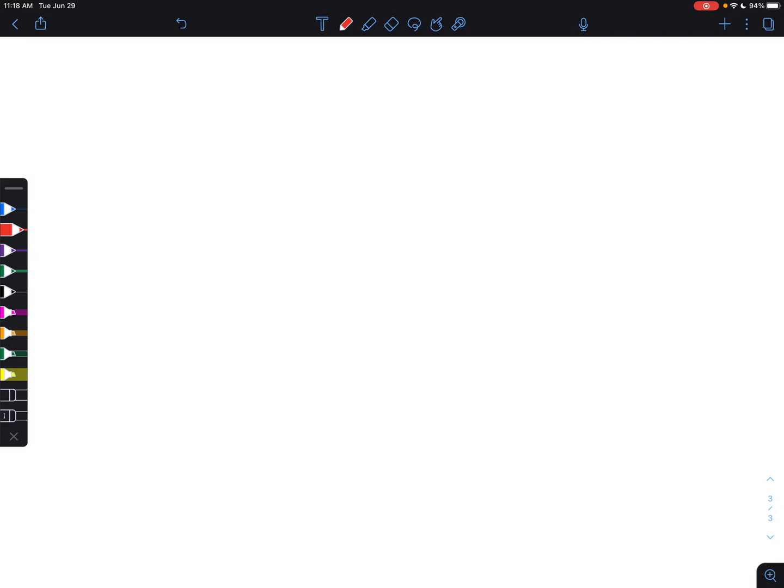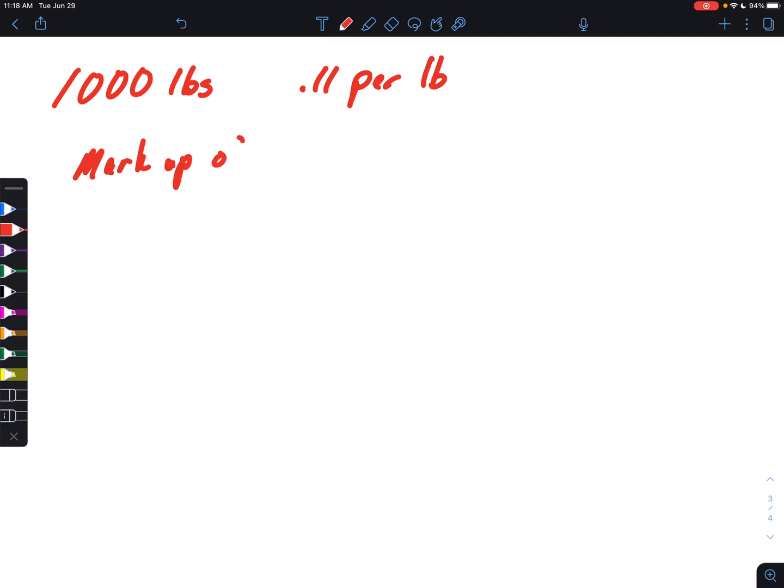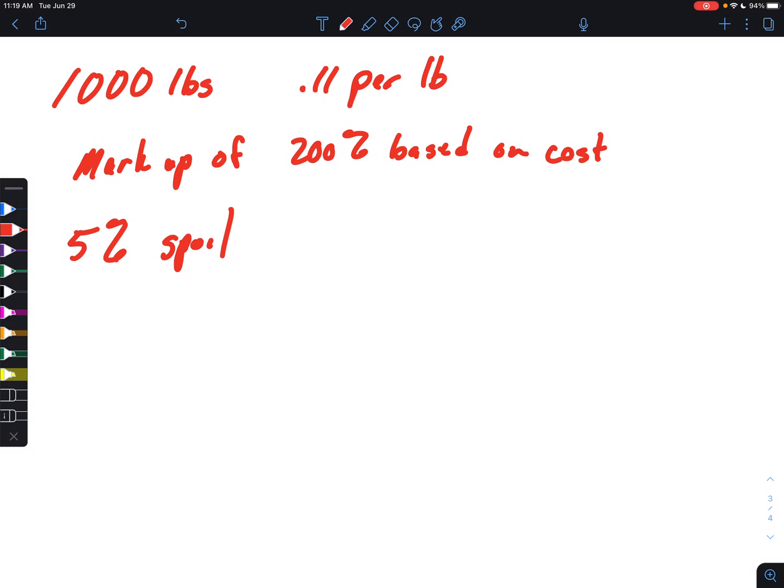So let's say you've got the grocery store and you've got 1,000 pounds of onions, and they are 11 cents per pound. You want to do a markup of 200% based on cost. All right. And let's just say on average, when you sell or get onions, 5% spoil. 5% of those spoil before you can sell them. All right, so what happens here?